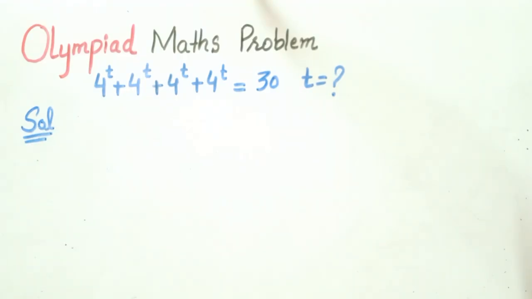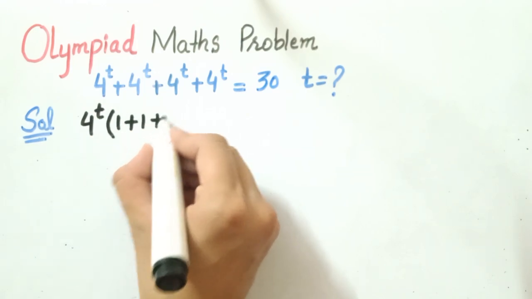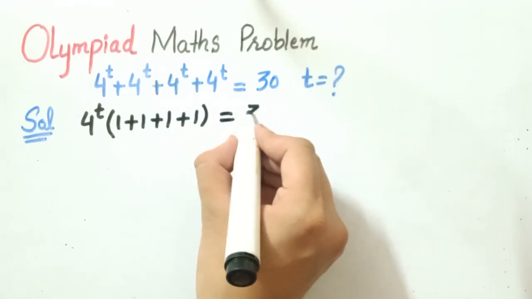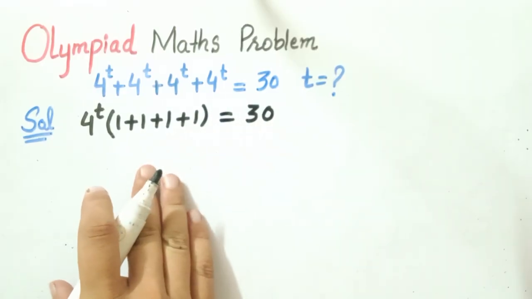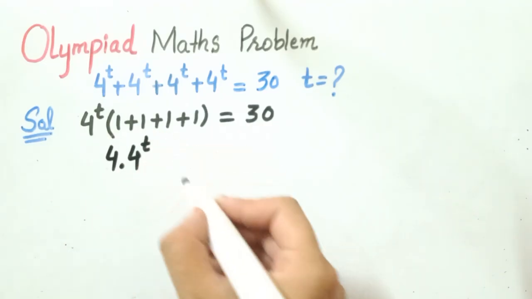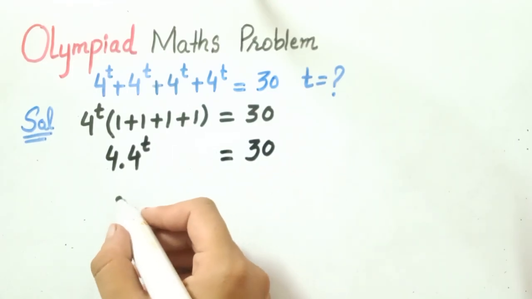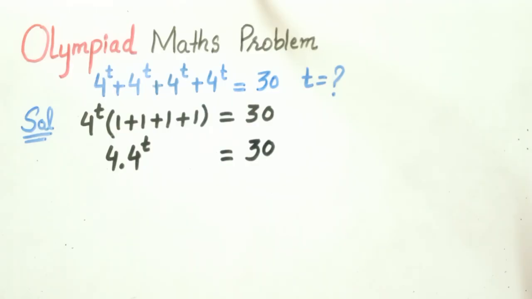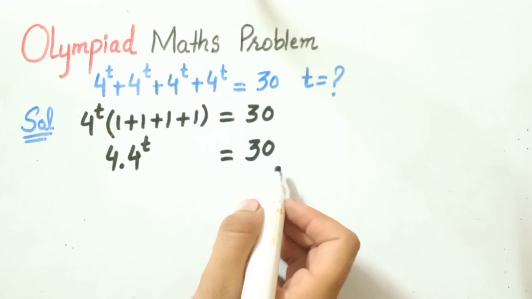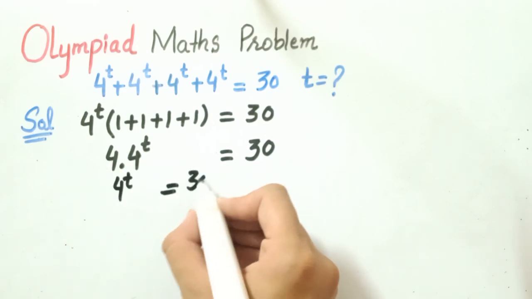First of all we will take 4 raised to power t as common from this. So remaining is 1 plus 1 plus 1 plus 1 equals 30. Now this will become 4 into 4 raised to power t, and this will become equals 30. Now you can see 4 is multiplied here, it will be divided to this side. So 4 raised to power t equals 30 by 4.